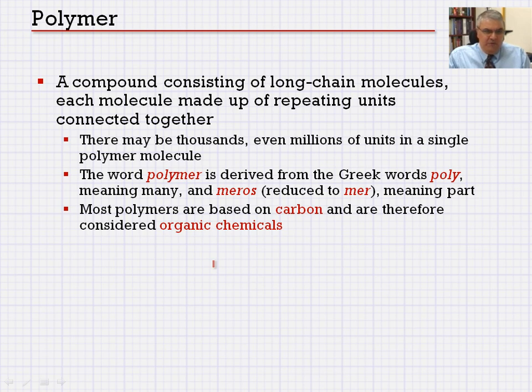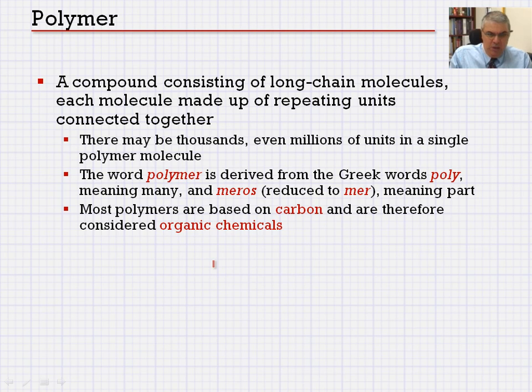So polymers are molecules that are very long, and they are made of these different parts. We're going to take a look at those shortly. I don't want to deviate your attention to that yet. So we could have thousands, even millions of units in a single polymer molecule.